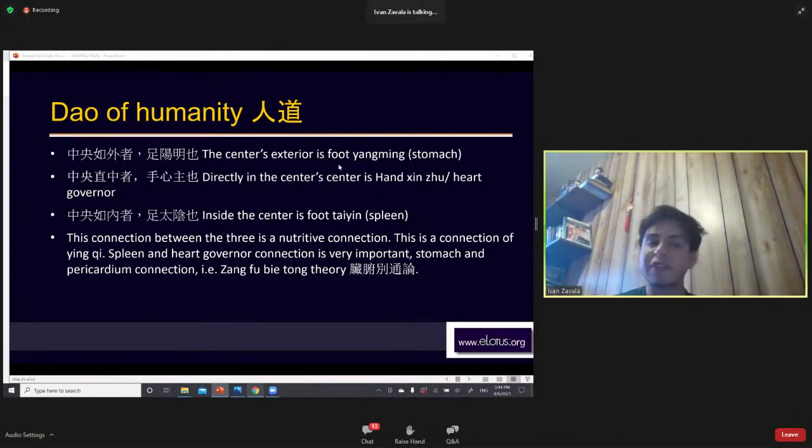So this is a nutritive connection. Yang disease is going to be affecting your pericardium, and then it's going to affect your Taiji. That's why it leads to vexation, insomnia, delirium. Those are pericardium signs, right? And comatose almost, right?